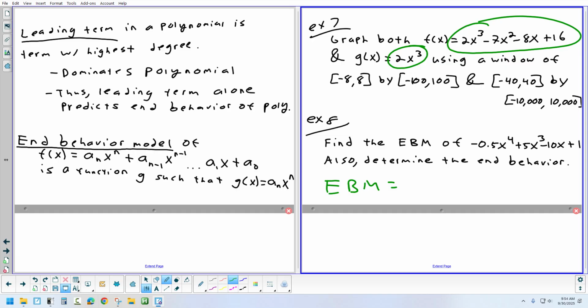So example 8, sorry, different question. But yeah, that one is 2x cubed. -0.5. Yeah. And the end behavior of that would be down, down. So there's a difference between the end behavior model and the end behavior. The model is a formula. The behavior is when you write the arrows or you do the limit thing. So this is the end behavior. Down, down.